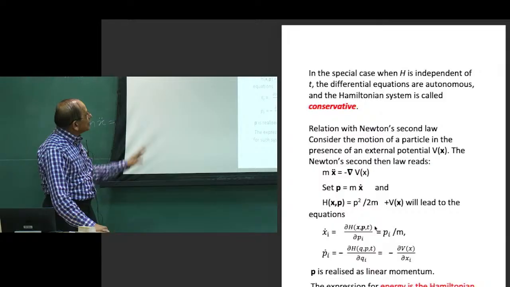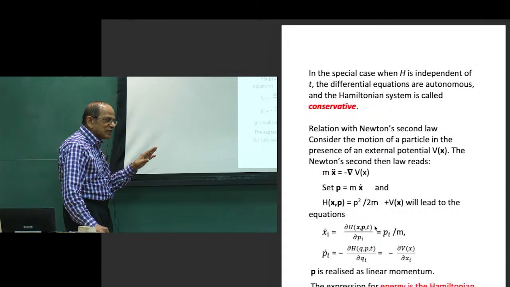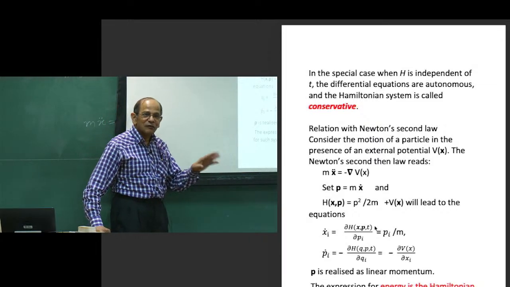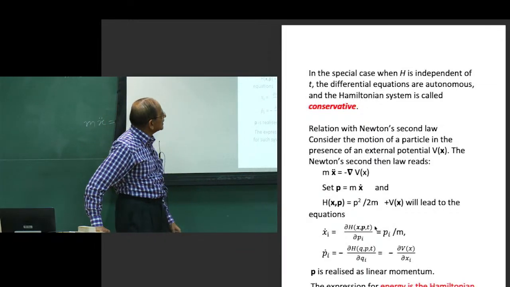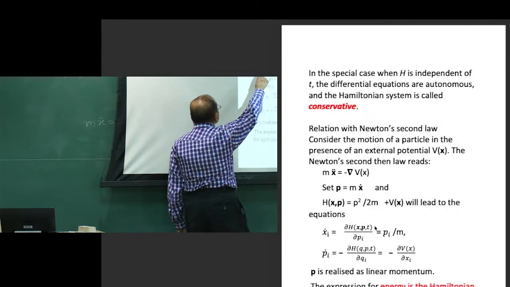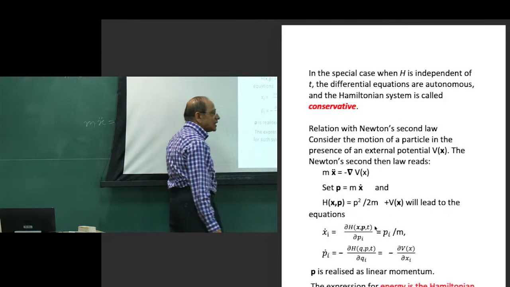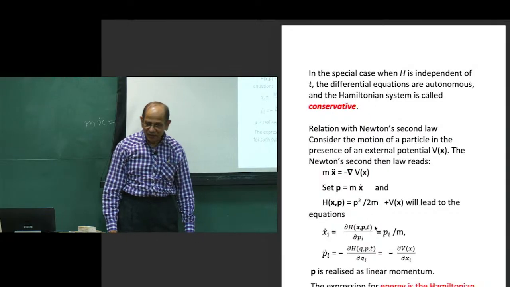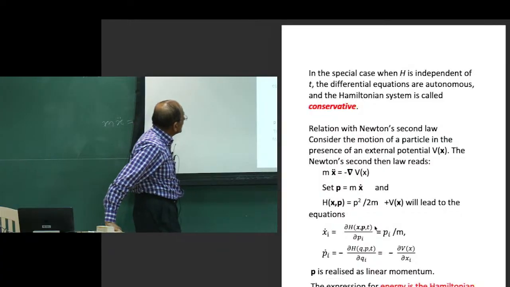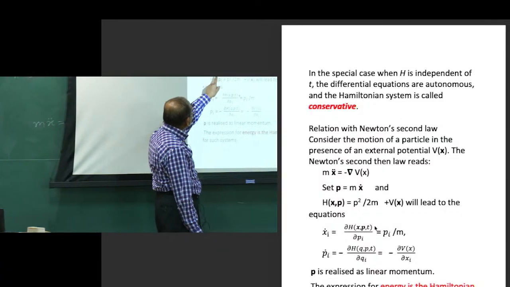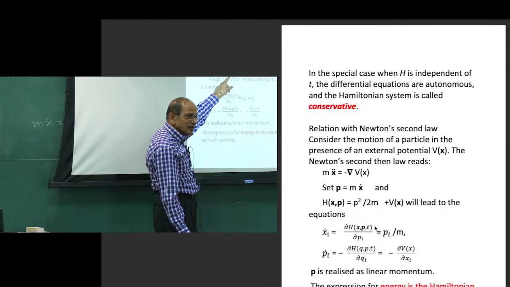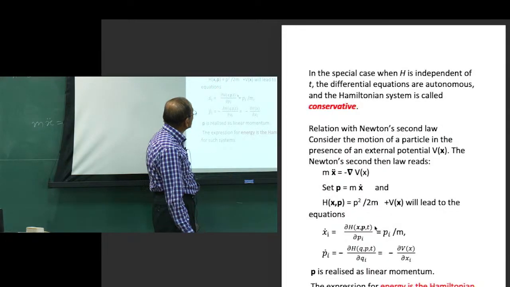So, now having written down the equations without any motivation, just in abstract form, let us connect them with something that everyone knows. Okay. So, the relation with Newton's second law, which is written here: m x double dot is minus gradient of V, where V is a potential from which I derive the force. I now set p equal to m x dot. This is a definition. Okay. p has been defined as m x dot.